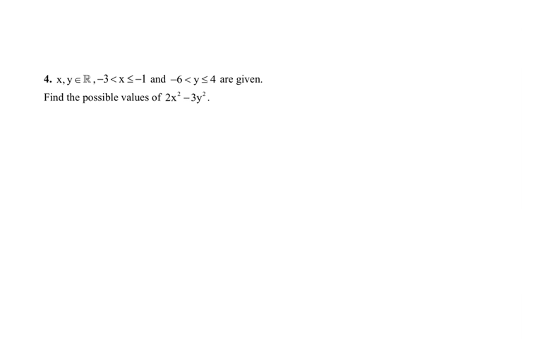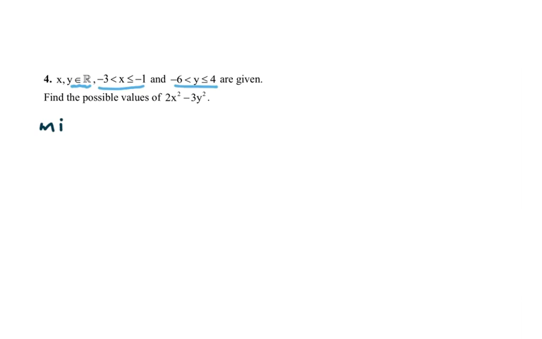Okay, in question 4, we've got two inequalities. We've got an inequality for x and an inequality for y. We're told that x and y are real numbers. That's important. And we want to find the possible values for this expression. So here we're looking for the range of values. So it's, again, a sort of max-min type question.